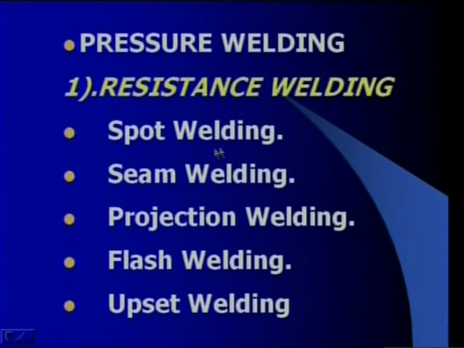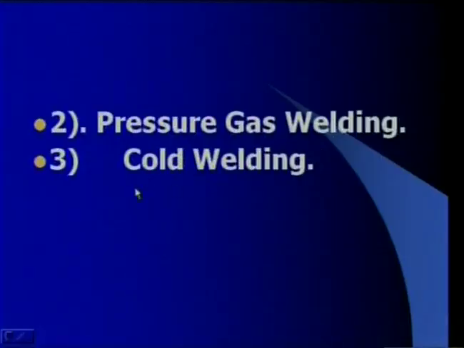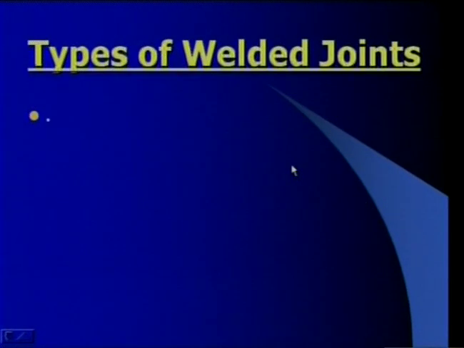Under that we will see spot welding, seam welding, projection welding, flash welding and upset welding. In these weldings, due to the resistance only a part of the pieces is welded under the pressure. So, these come under resistance welding. Next, pressure gas welding and cold welding all come under pressure welding. Next, we will see what the different types of welds are.